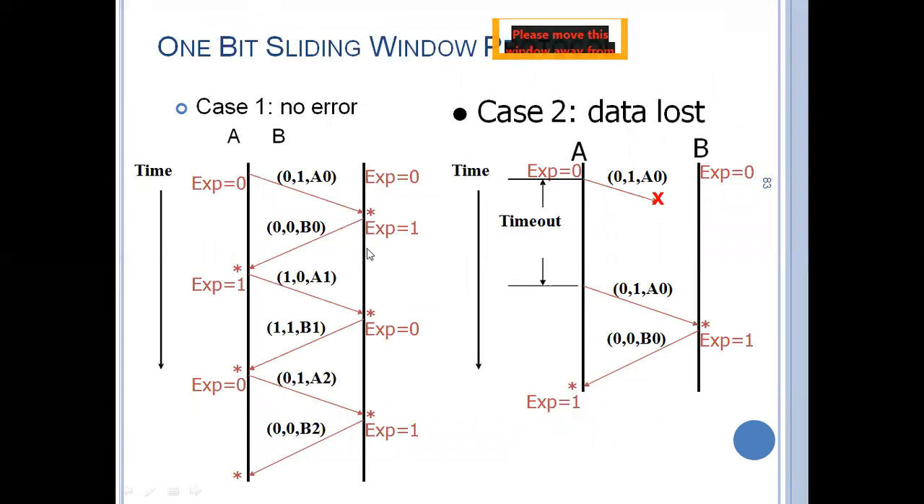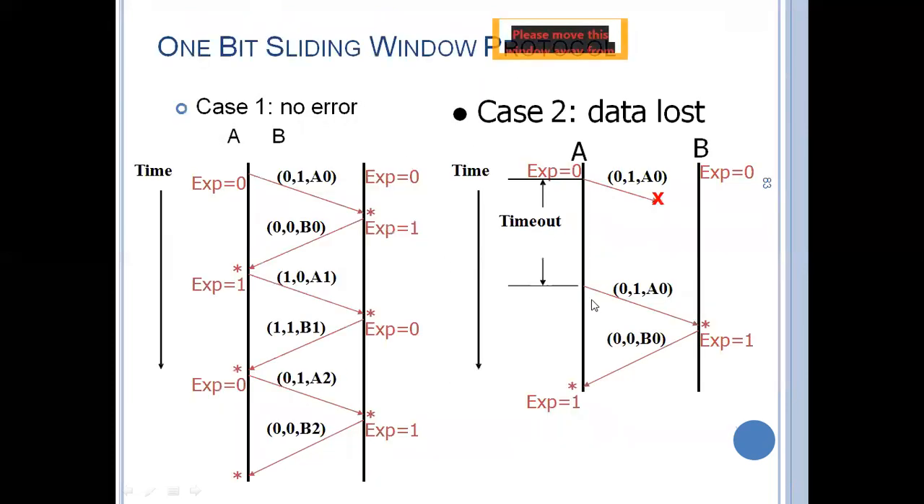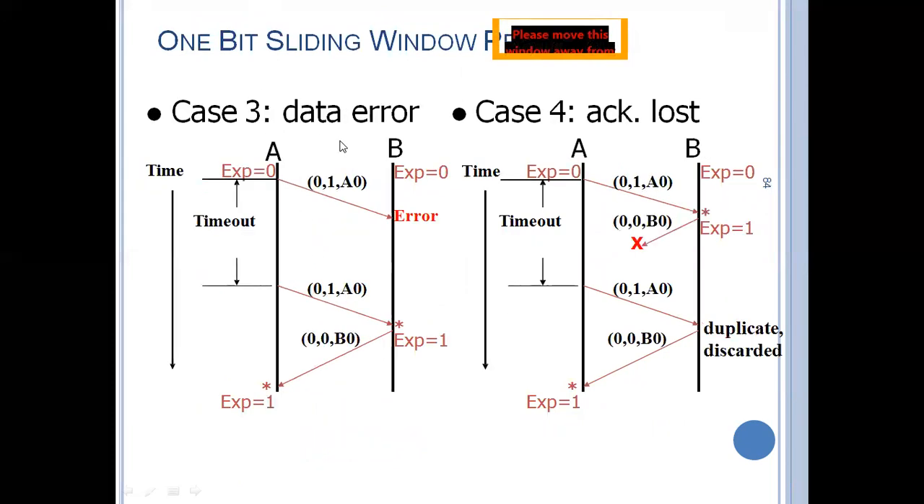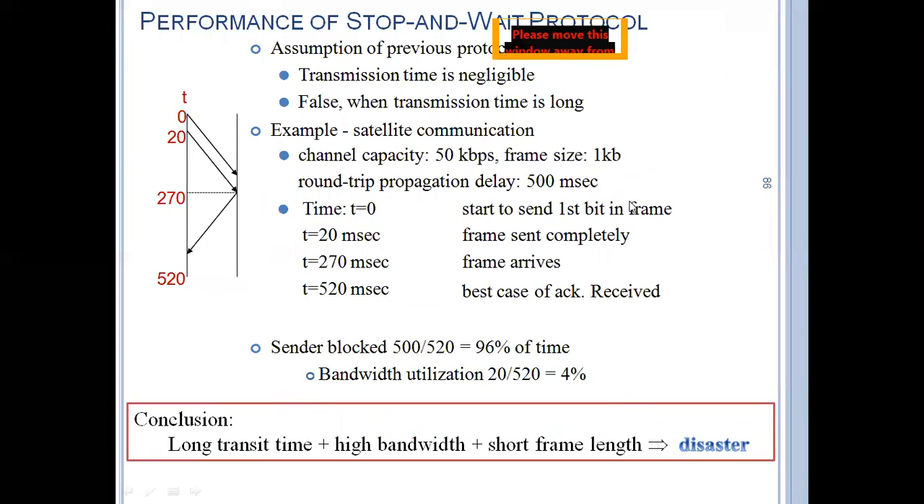Case 1, there is no error: 01 A0, 00 B0. This is the diagrammatical representation. Please note down the sequence, acknowledgement, and packet number. That is explained here in the example. Case 3, data error. Case 4, acknowledgement lost. Case 5, early timeout. And case 6, outgoing frame timeout.